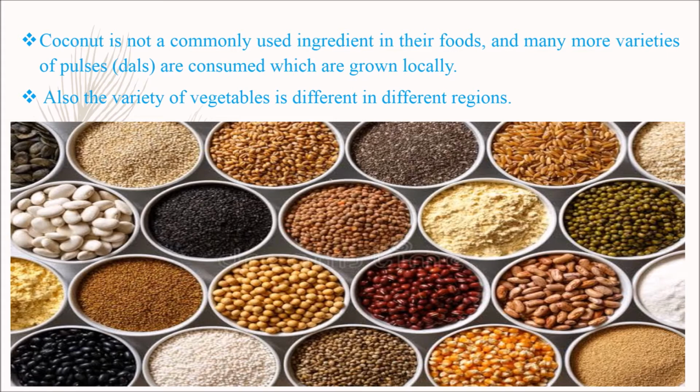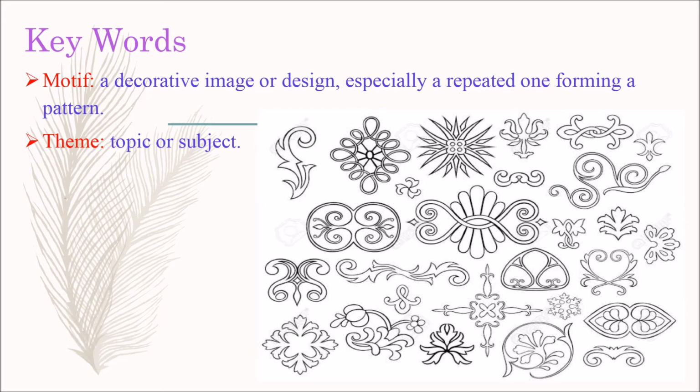So what is meant by pulses? Pulses are the edible seeds of plants. Also, the variety of vegetables is different in different regions. Here, regions means areas. Here we can see the pictures of pulses. Let's see some keywords.